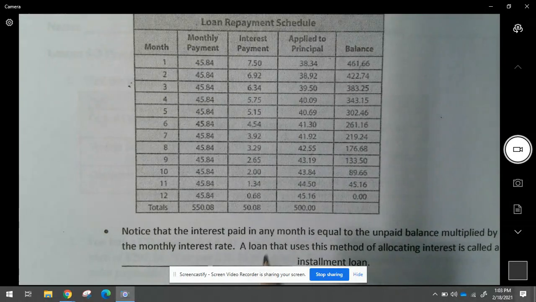Notice that the interest paid in any month is equal to the unpaid balance multiplied by the monthly interest rate. A loan that uses this method of allocating interest is called a simple interest installment loan.